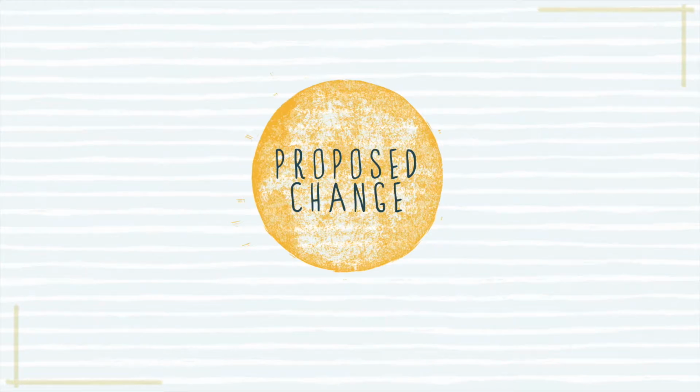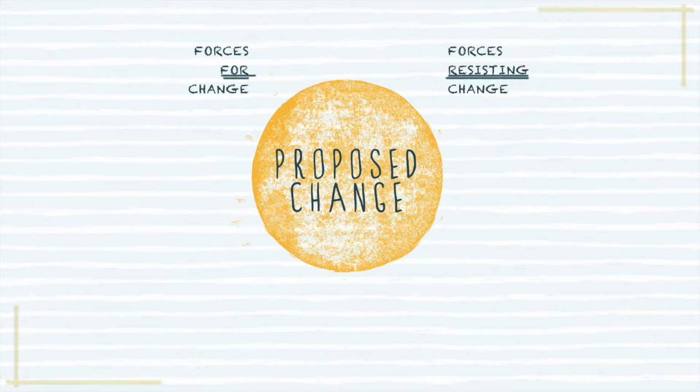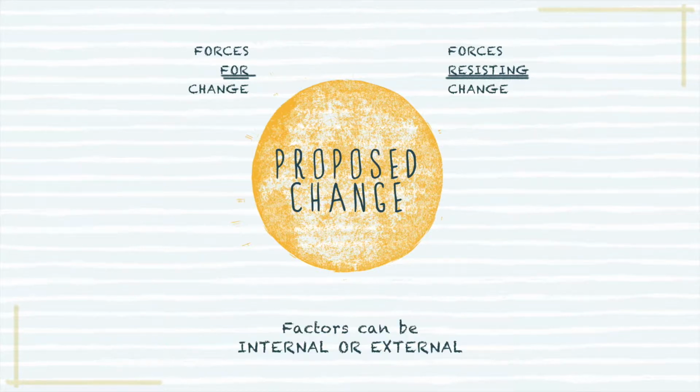First, the purpose of change is at the centre, with the forces either side. The forces for change are on the left, and forces resisting change are on the right. Now, begin to list the forces for and resisting change. These may range from a number of internal and external factors affecting the business and its proposed change.